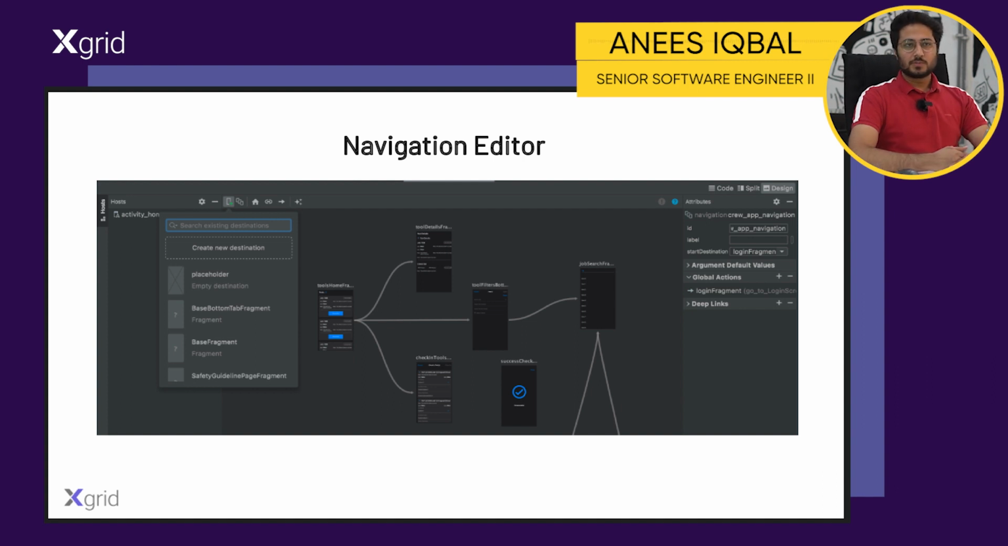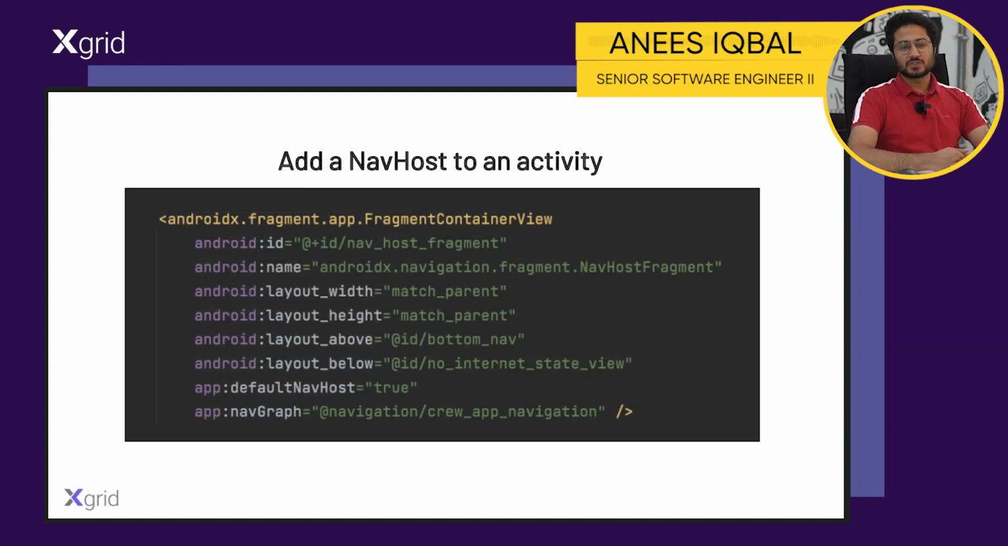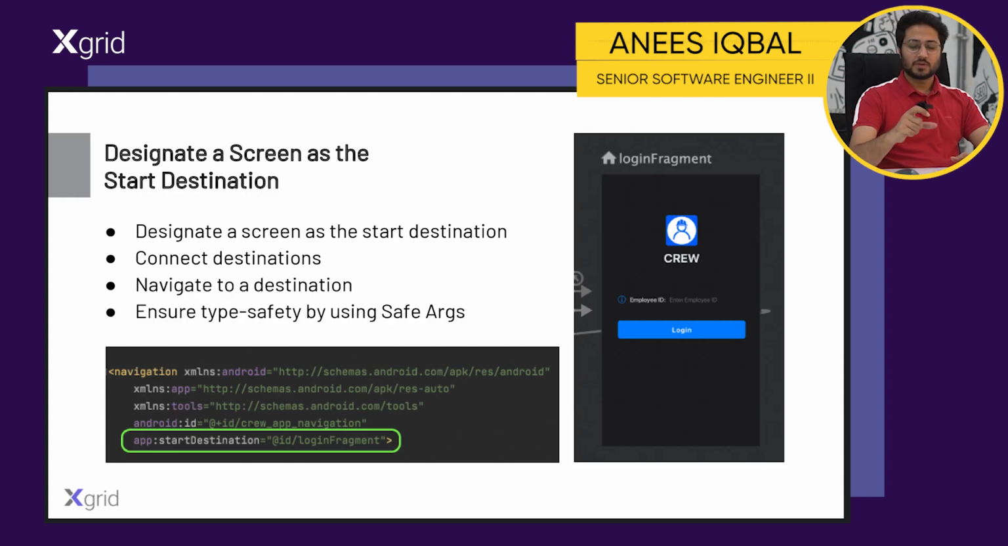Now let's come to the second step. You have to add the NavHost fragment. In your main activity, you have to add the fragment container view. Inside the fragment container view, you have to define the name as NavHostFragment to add the NavHost in the navigation component. Now, as we discussed earlier, you have to define one destination as the start destination of your app. Whenever the user launches the app, that destination always appears as the first screen of the app. Here in our case, we have defined the login fragment as our start destination.